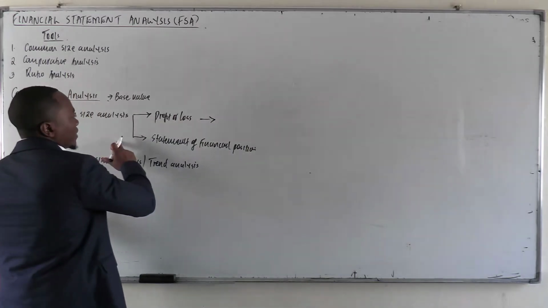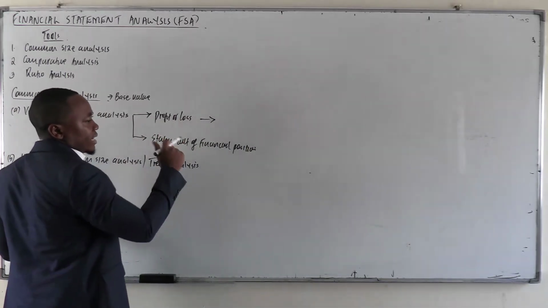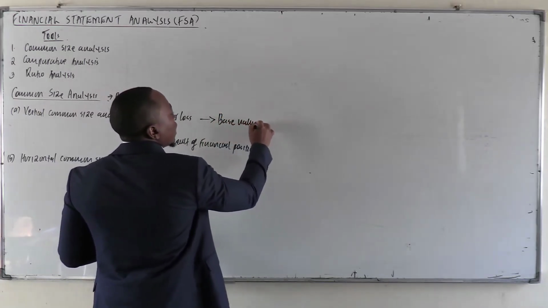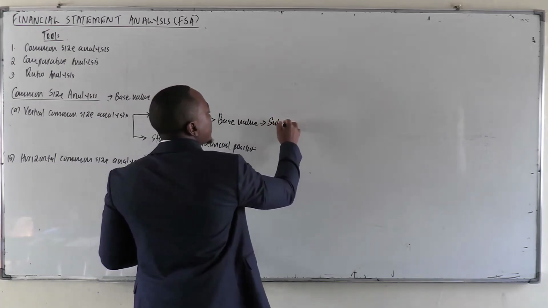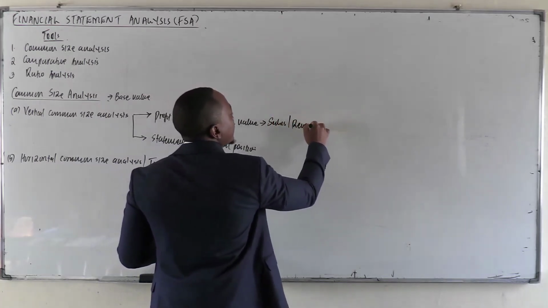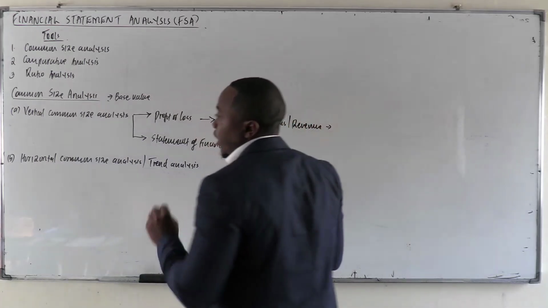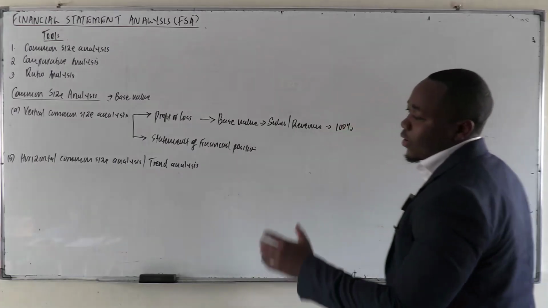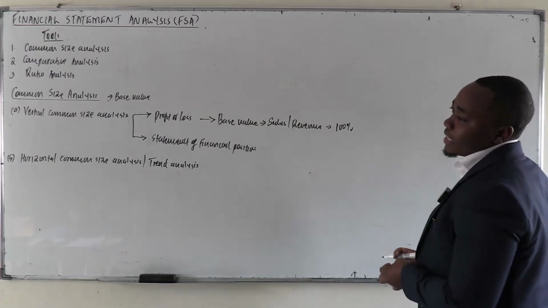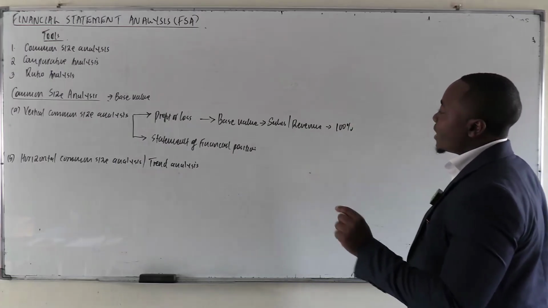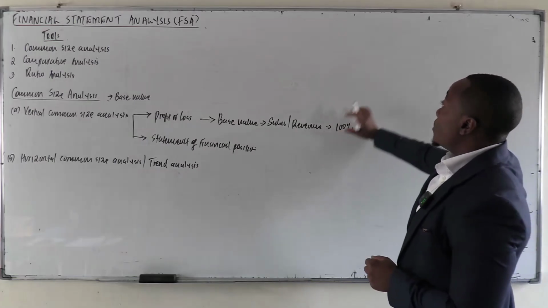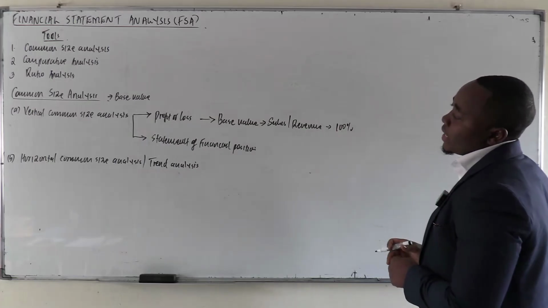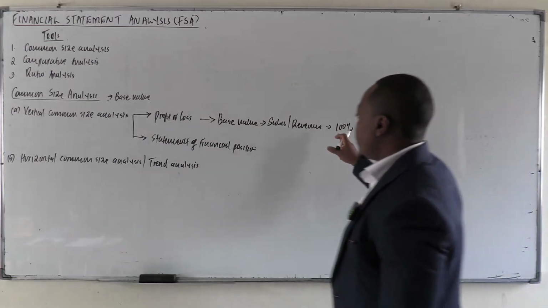For the vertical common size of the profit or loss account, that is the income statement, the base value will be the sales revenue. You hold the revenue at 100%, and you express all the other items of the income statement as a percentage of the base value, which is the sales.